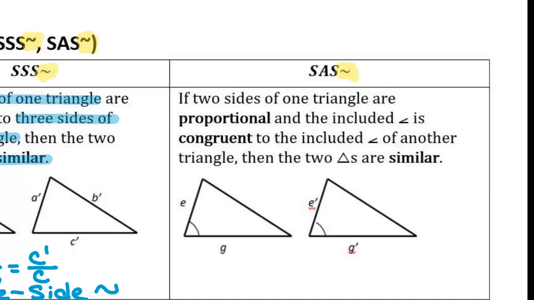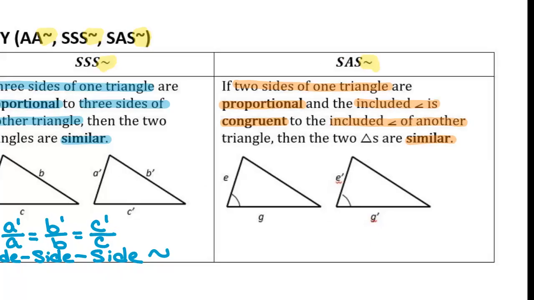And finally, the last one that we have is side, angle, side similarity. So we're going to mix a little bit of both of the previous two. Two sides of one triangle are proportional, and the included angle is congruent to the included angle of another triangle. Then the two triangles are similar.